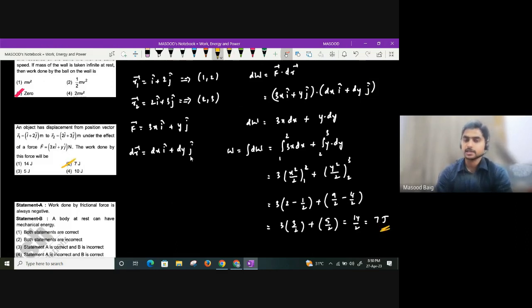If you are writing in plane, the position vector can be given as dx i cap plus dy j cap. And work done in plane can be integral Fx dx plus integral Fy dy. You can write that, guys. It's a very important question.